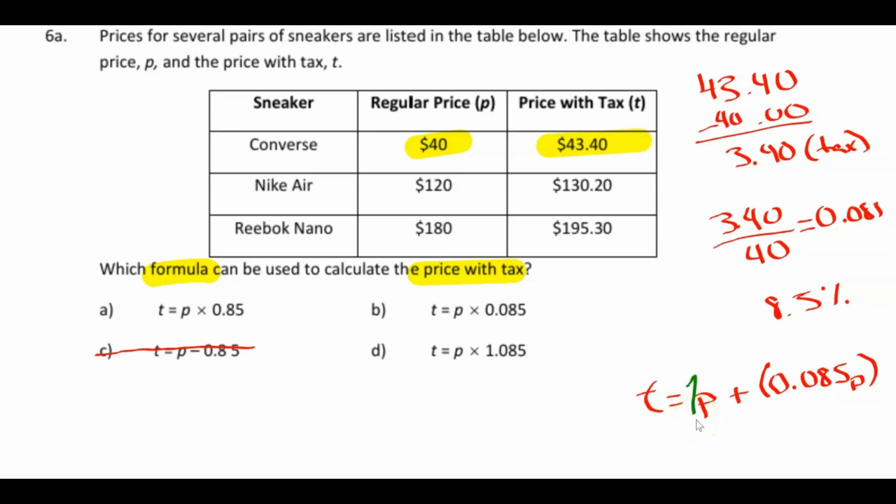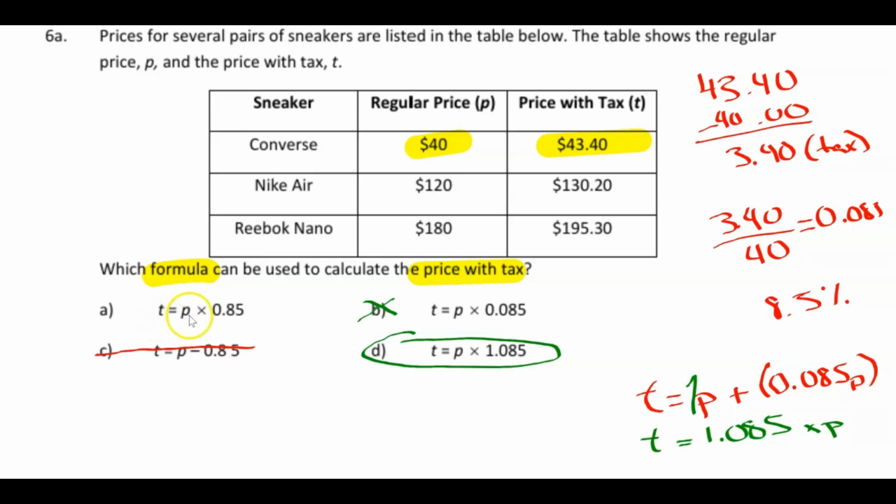So when I go ahead and combine the like terms, 1p plus 0.085p gives me a total of letting me know that this price with tax is equivalent to 1.085 times p, or 1.085p, and that ends up being choice D. Alright, it would not be choice B because that was only representative of 8.5% of the original price. That would be lower than the regular price and the regular price with tax.